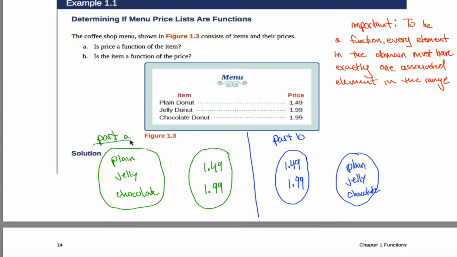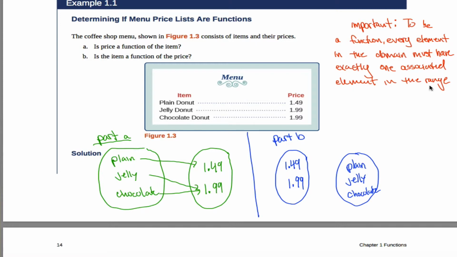Over here in part A, they're asking you, is price a function of the item? So if the item over here is the domain and the price over here is the range, do I have a function? By using the words domain and range, it almost implies that. Well, let's see here. A plain donut is $1.49, so I'd have an arrow going from here to here. A jelly donut is $1.99, so I got this arrow here. And a chocolate donut is $1.99. Does this diagram right here represent a function?